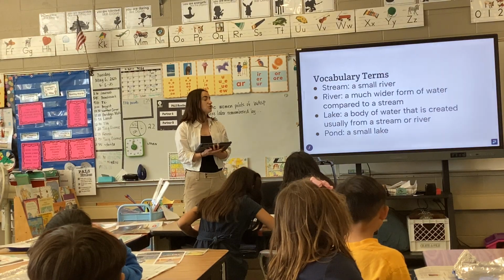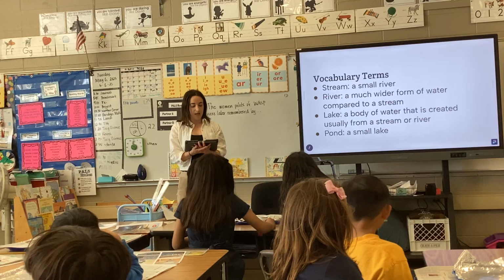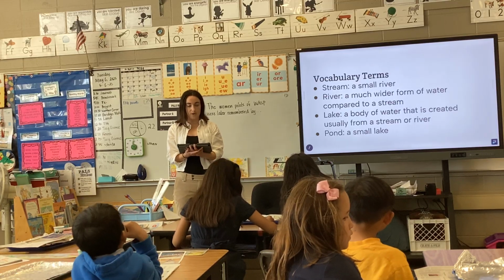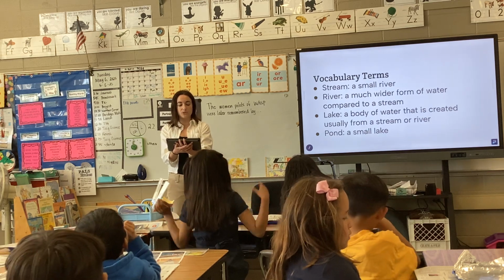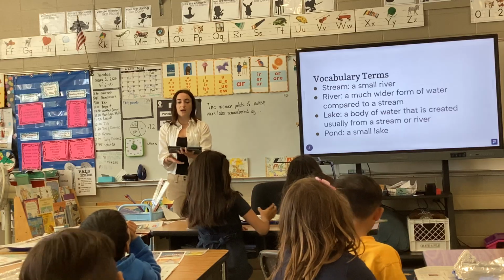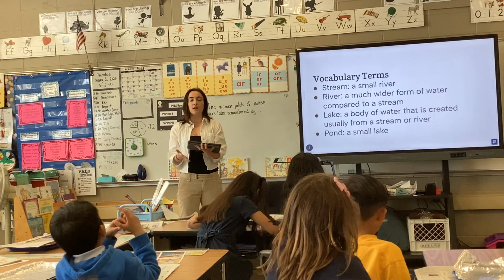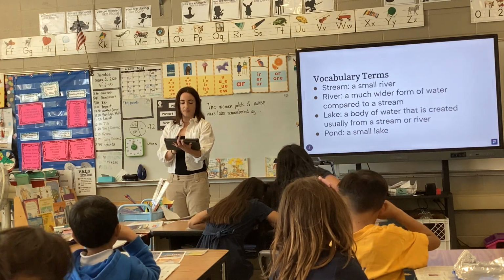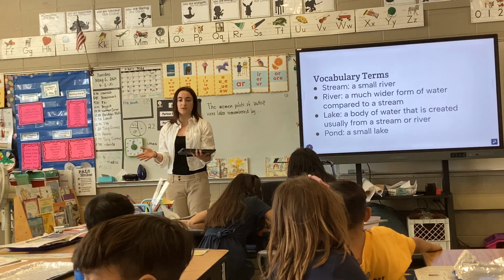The first one is stream. A stream is a small river. A river is like a stream, but it's much wider compared to it. A lake is a body of water that is created from a stream or river. It's much larger than the next term, which is a pond. And a pond is what would be known as a small lake. So we are going to need to know these terms for when we do our activity, okay?